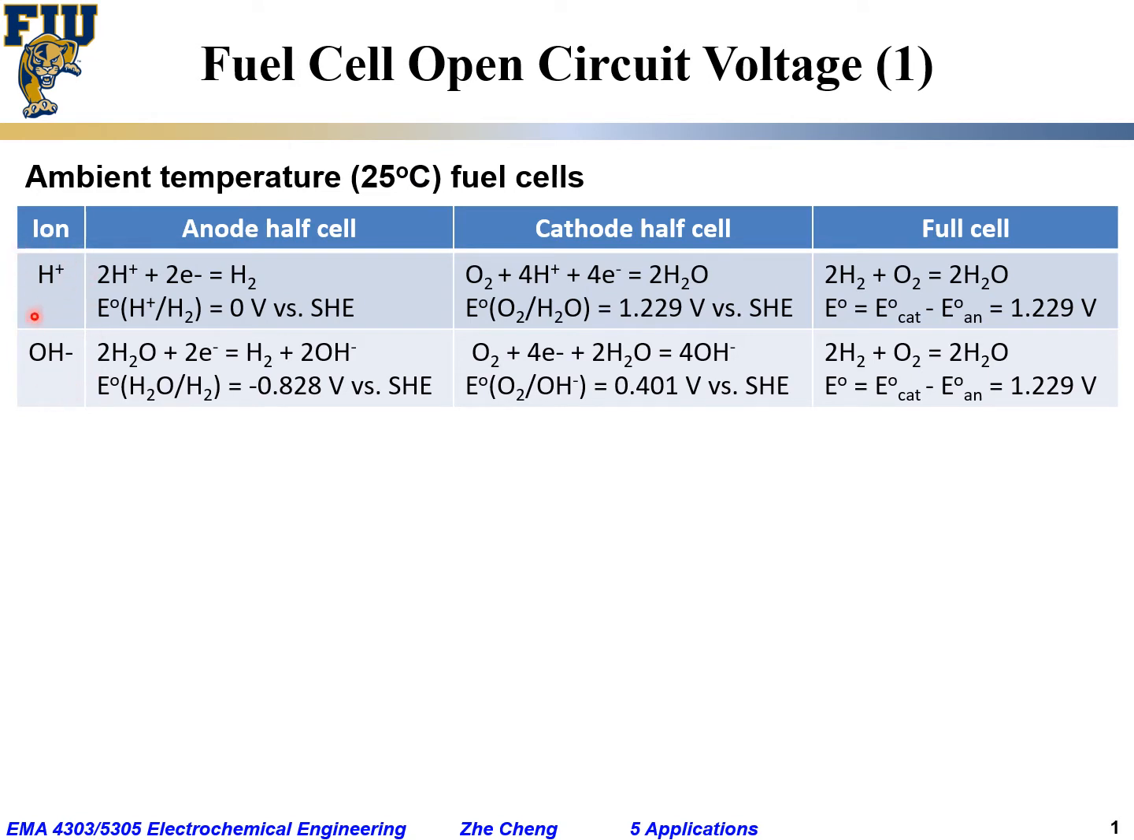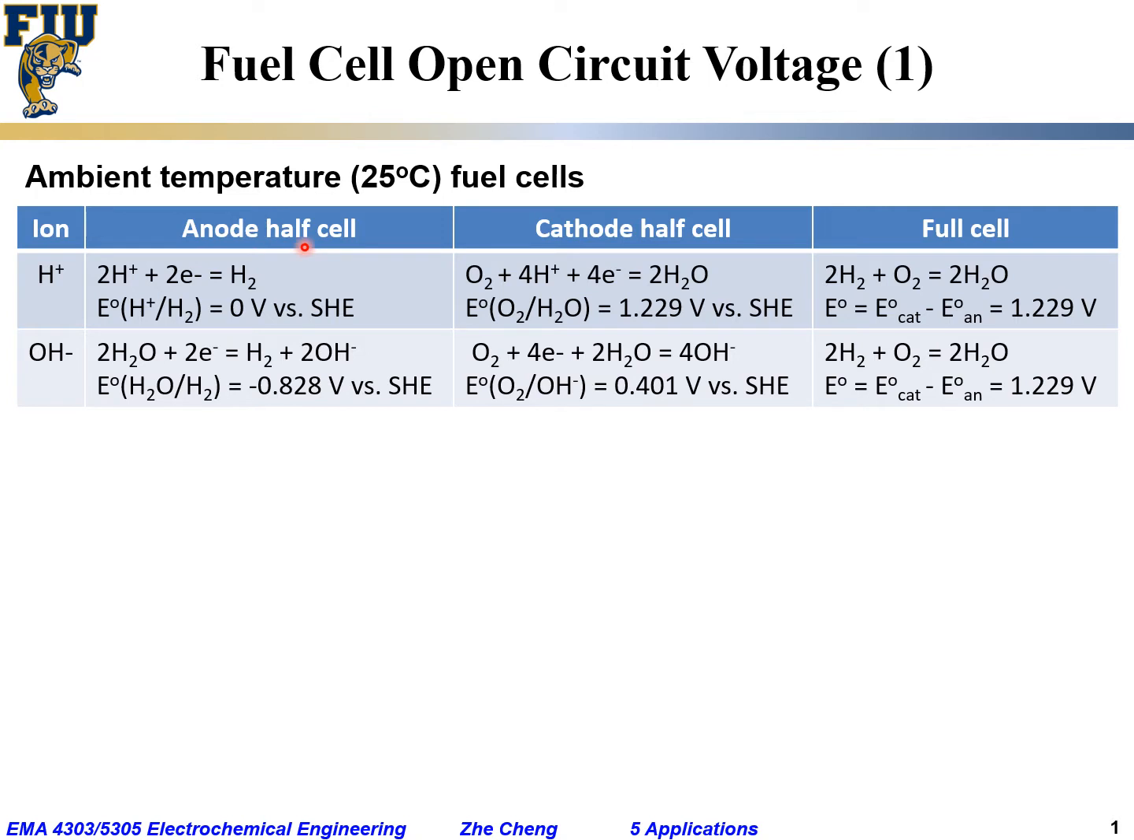One operates on proton. The other one operates with hydroxy group. One could be an alkaline fuel cell operating on hydroxy group. The other one could be just the PEM fuel cell. Okay, the anode half cell reaction.